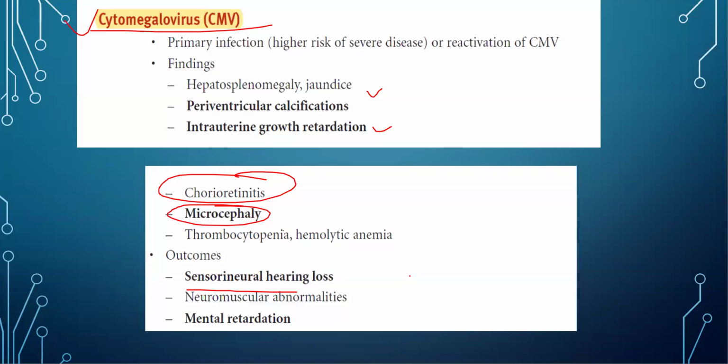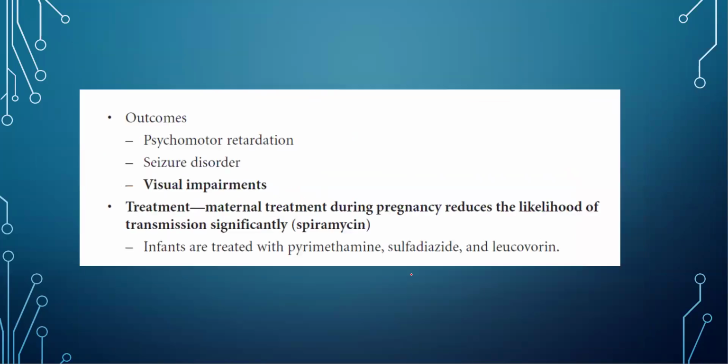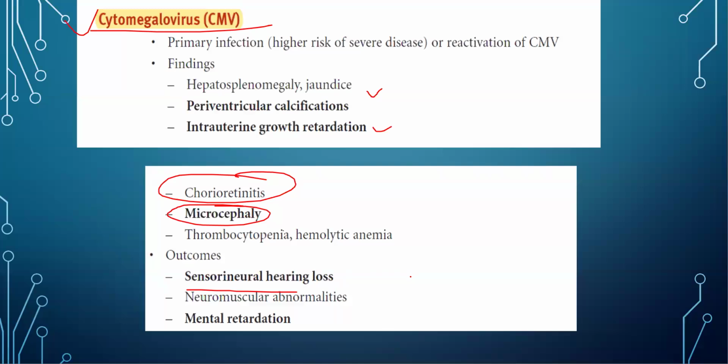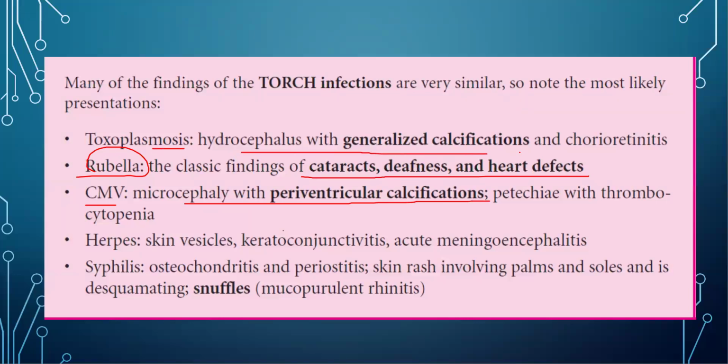So what actually happens, because all of the symptoms are pretty much the same, any child having hepatosplenomegaly, chorioretinitis, microcephaly will be tested for all of these, like TORCH infection. Okay? So just remember this. Rubella will have a triad of cataract, deafness, and heart defect. CMV will have microcephaly with periventricular calcification, and toxo will have hydrocephalus with calcification. So that's the only three things that you need to remember. Others, no need.